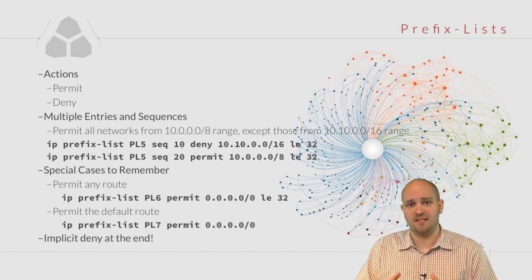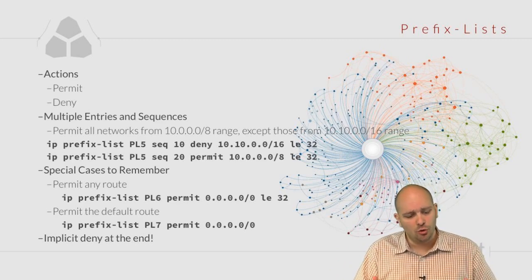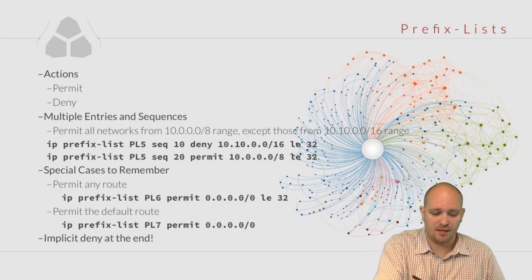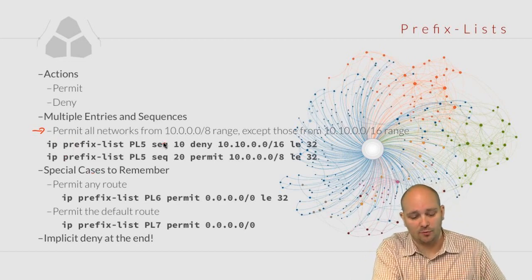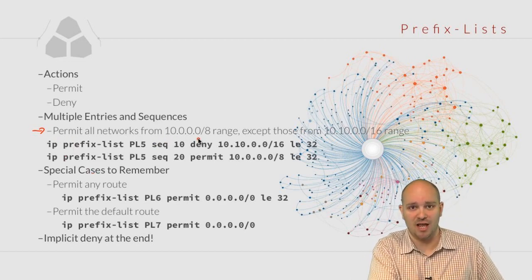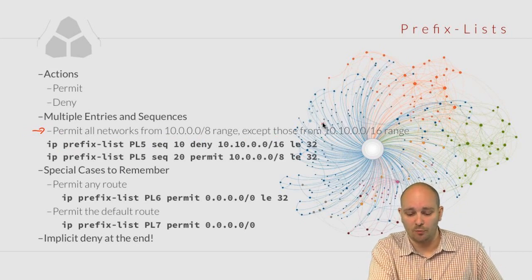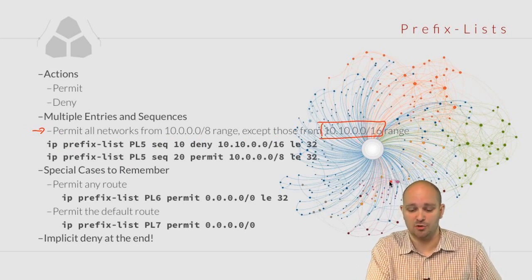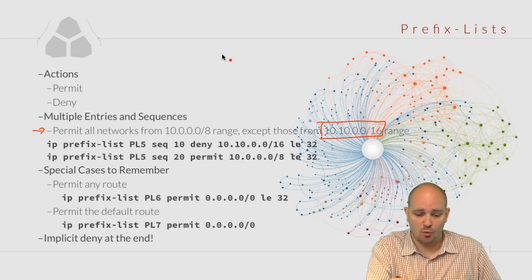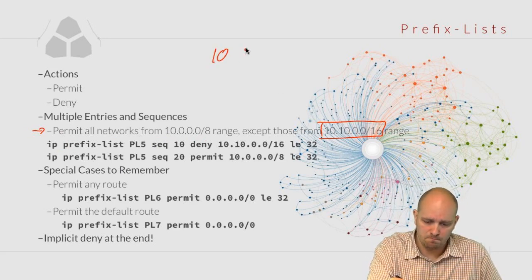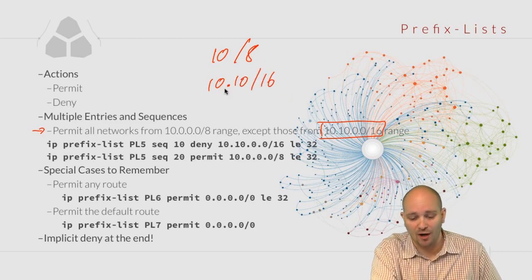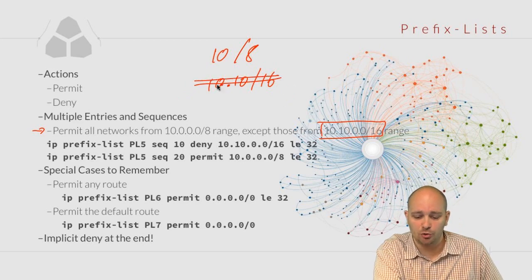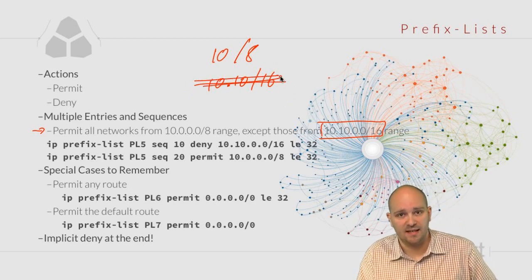Now, multiple entries in the prefix list allow us to solve tasks like, for example, this one here. Let's say that we had a task that said permit all networks from 10.0.0.0/8 range except those from 10.10.0.0/16 range. So I want all 10/8 networks to be allowed, but if there is a 10.10/16 network or any subnet of it, I don't want to allow these networks here.